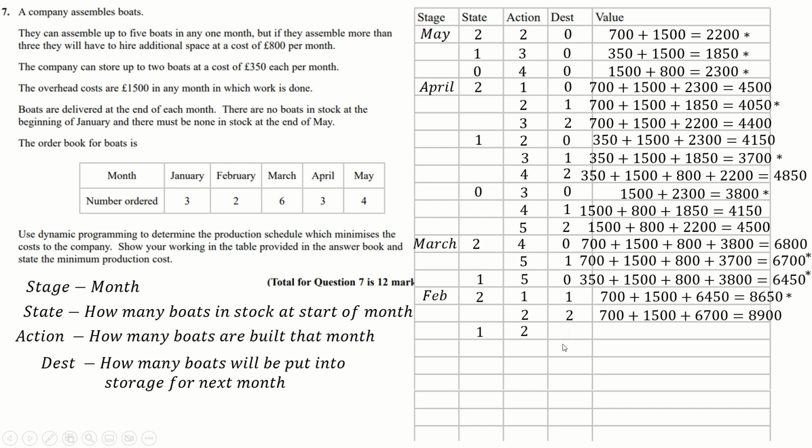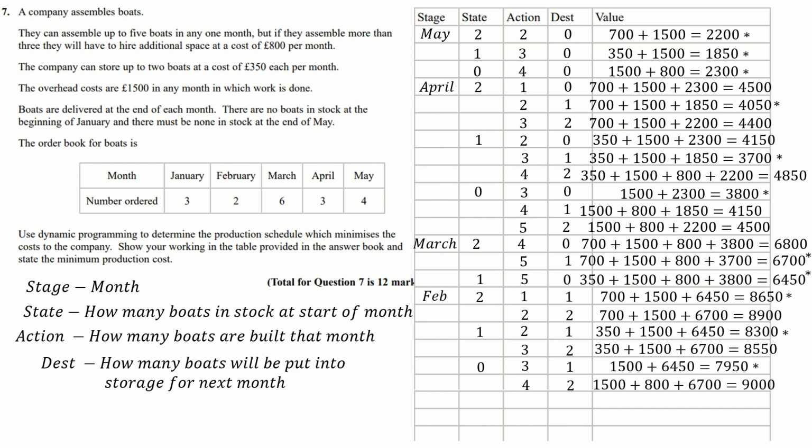If we entered with 1, you'd have these options, and they would cost these things. Again, keep selecting the best for each state. We keep going, we keep doing exactly the same thing. You can pause the video and go through it much slower if you want to. We finally get back to January.